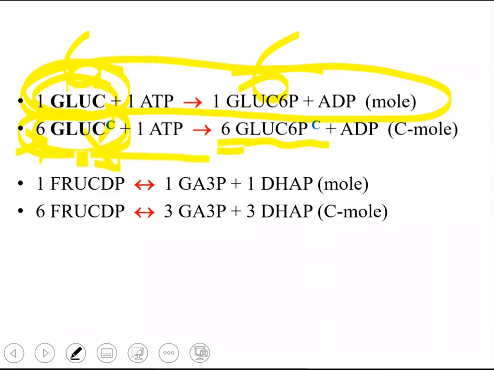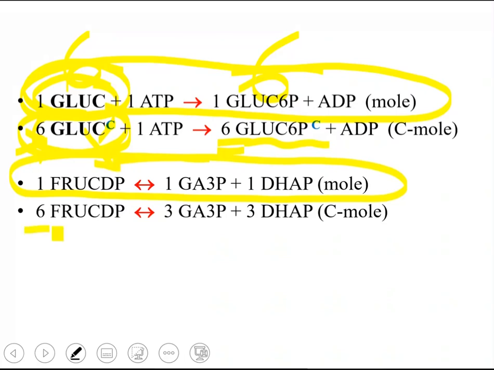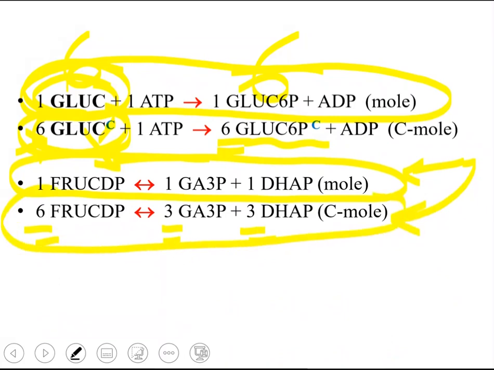Or let's focus on another reaction from glycolysis. Here, fructose diphosphate has 6 carbon. Glyceraldehyde 3-phosphate has 3 carbon. Dihydroxyacetone phosphate has 3 carbon. So you can write the same equation in terms of carbon moles like this. So don't get surprised when you see those coefficients in the reactions in the early papers of metabolic flux analysis.